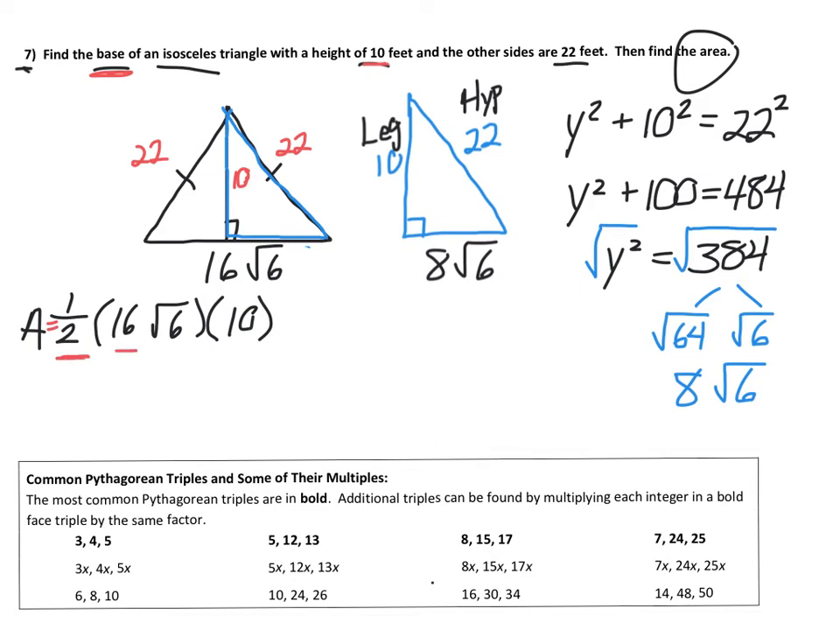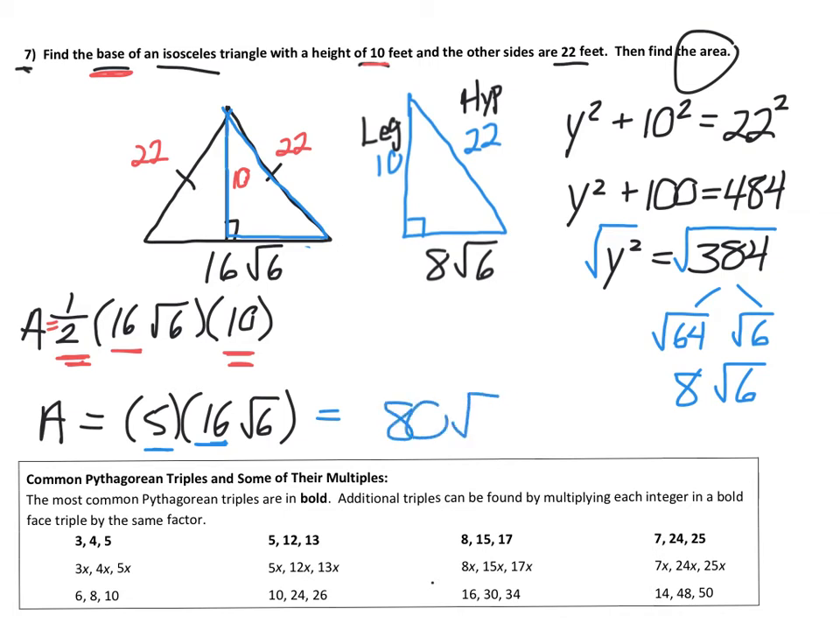We can do the half with the 16. I can do the half with the 10 if you want to do that. Okay, maybe we'll do the half with the 10, so I know my area is going to equal 5 times 16 radical 6. And once again, remember when you're multiplying and there's a radical involved, you're only multiplying the number in the front. So I'm going to have 5 times 16. So my area is going to be 80 radical 6. And then my units, I was using feet, and they wanted the area, so it's going to be squared.